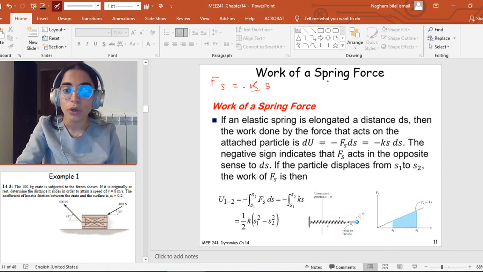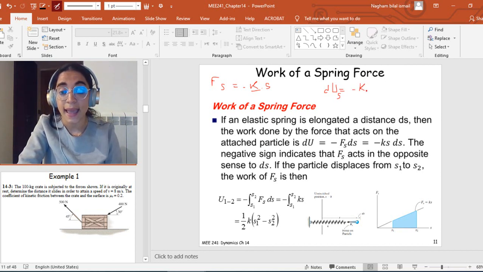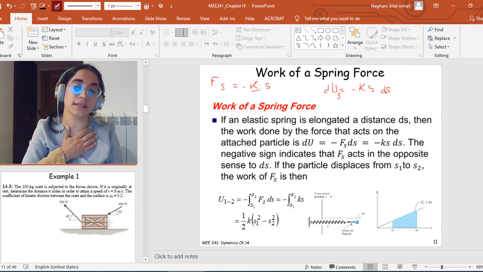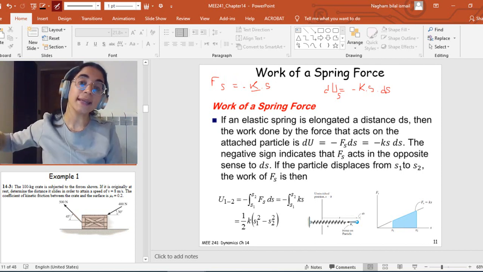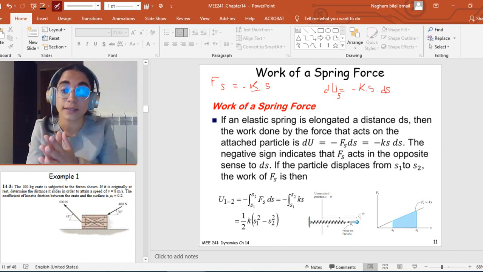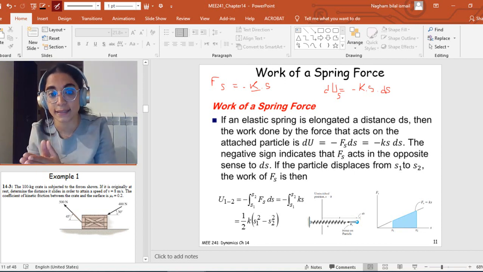If I want to write the differential equation of the work for the spring force, it is in fact minus ks ds. Why? Because I always know that the force of the spring is collinear to the displacement. So dUs is equal to minus ks ds.